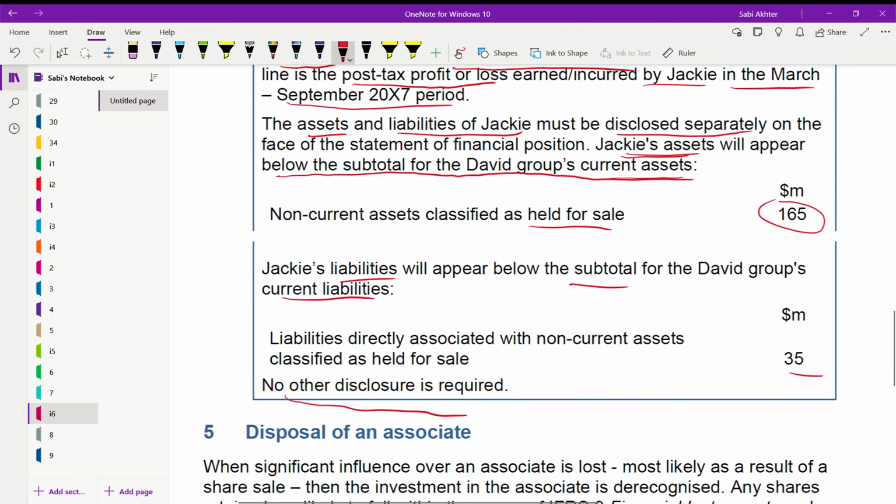So this will go like this. You have to write like this: non-current assets classified as held for sale, and liabilities associated with non-current assets classified as held for sale.